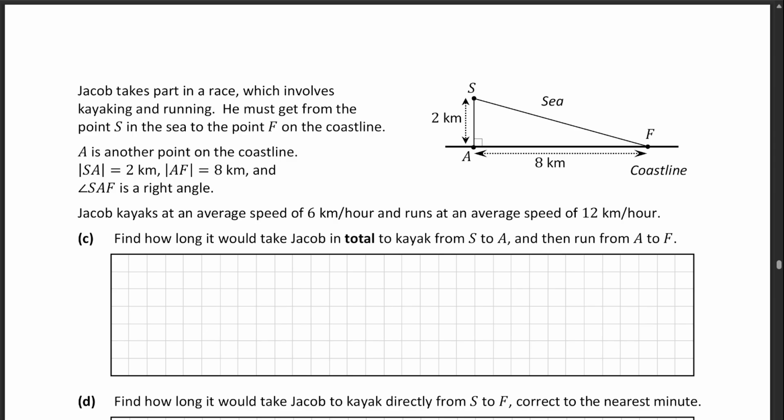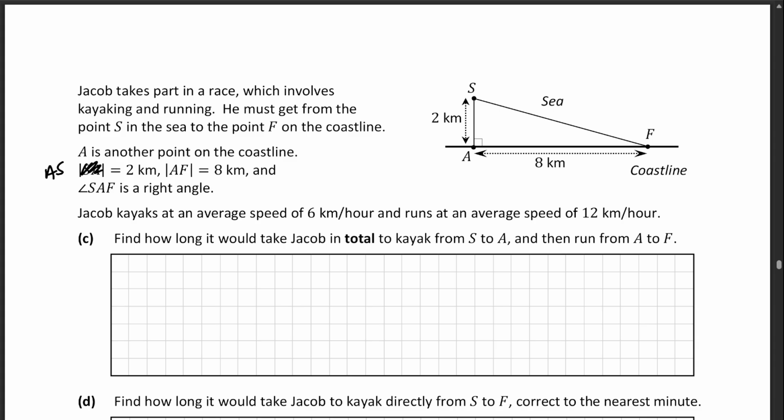Jacob takes part in a race, which involves kayaking and running. Yeah, this question. I gave a similar one to people that I tutor in a little mock exam, so this one should be fun. AS is 2 kilometers and AF is 8. SAF is the right angle, yep.